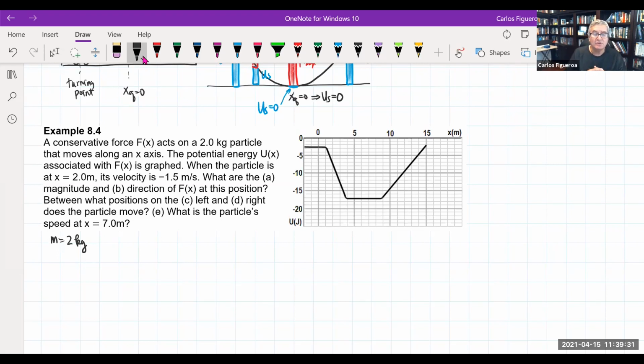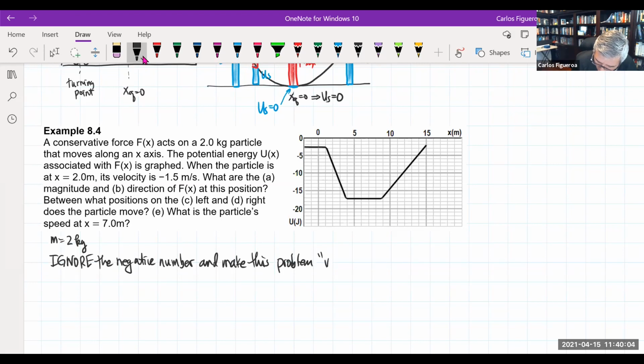Okay, so what do I know here? Well, look at the numbers. They're sort of all screwed up for us, right? Look at that. I have negative numbers. Ignore the negative numbers and make this problem your problem.